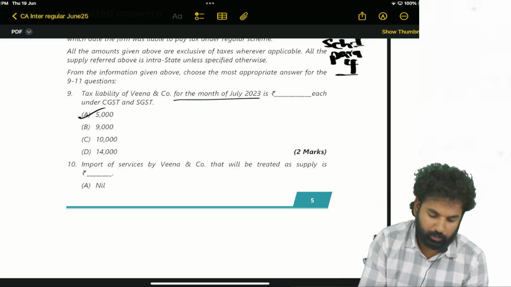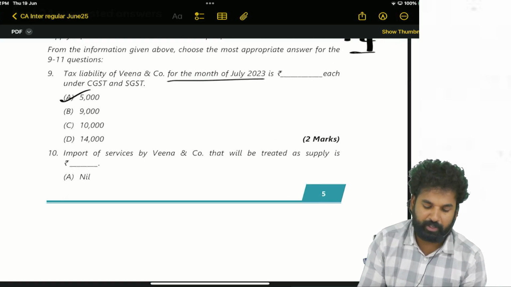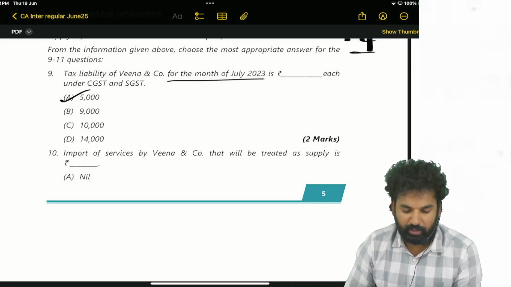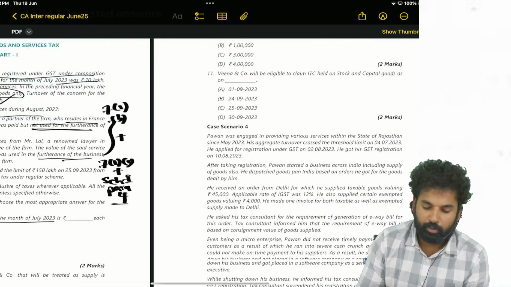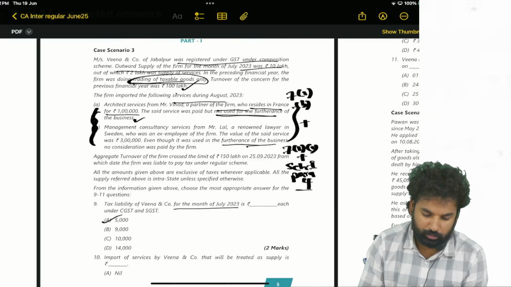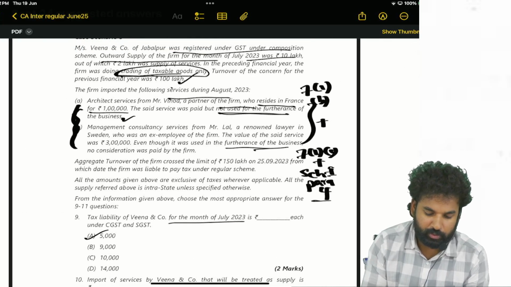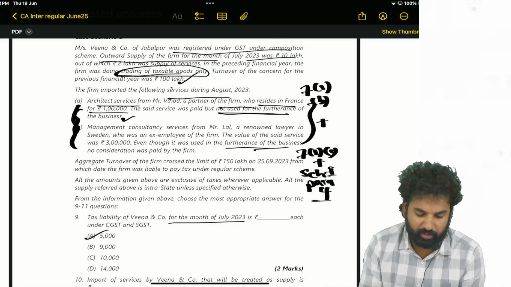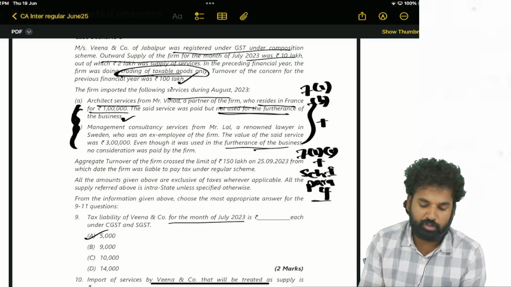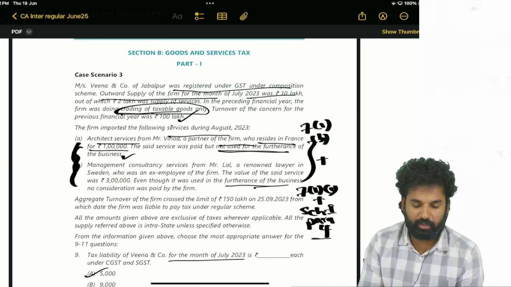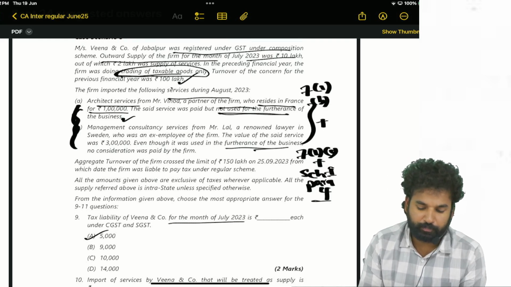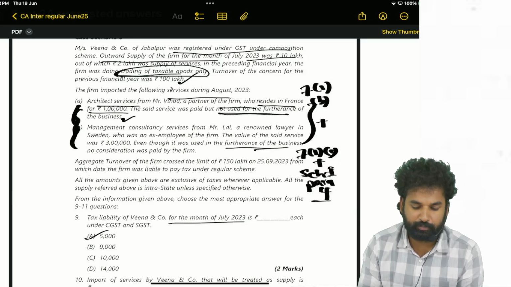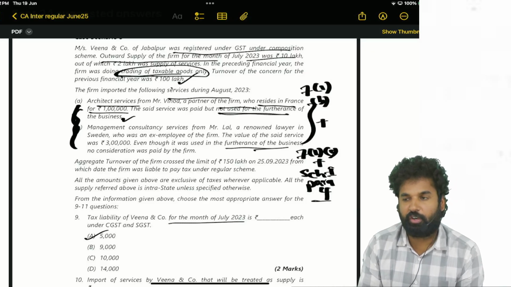Next, importation of services by Veena will be treated as supplies. How much? See, first case, importation of services from Mr. Vinod, a partner of the firm who resides in France, for 1 lakh. The said service was paid but not used for the furtherance of business. This is importation of service. Next case, renowned lawyer Lal, ex-employee of the firm. The said service is 3 lakhs, in the course or furtherance of business, consideration not paid. This is importation of service.